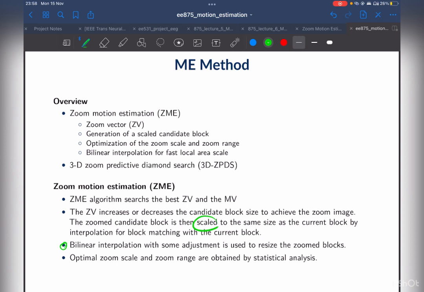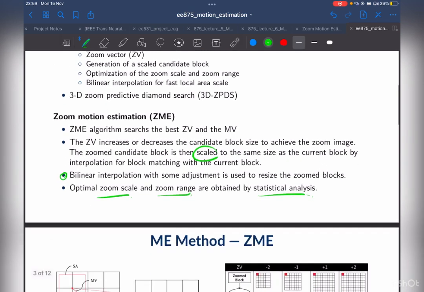And of course, they introduce the zoom vector, the zoom scale and the zoom range, which are parameters that have to be chosen. The optimal zoom scale and zoom range are obtained by statistical analysis. I mean, by experiments on a dataset to find the optimal zoom scale and zoom range.